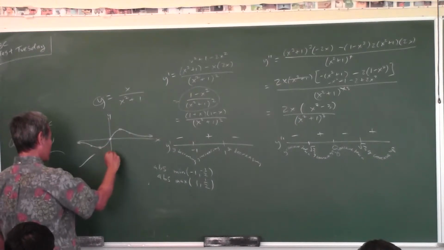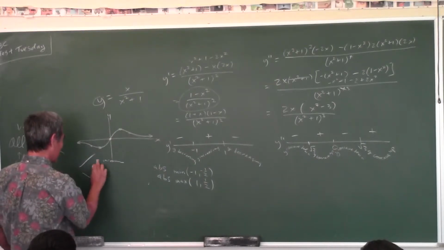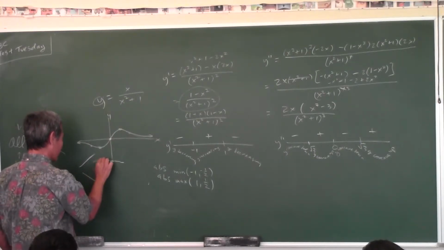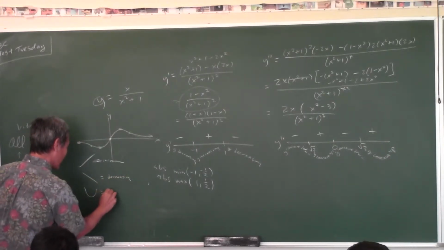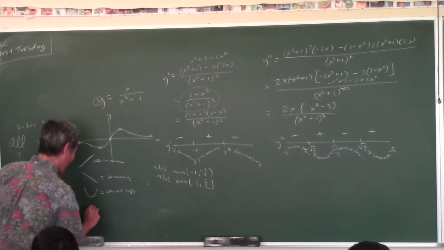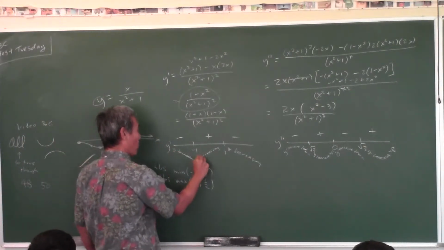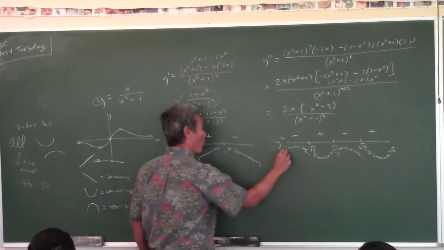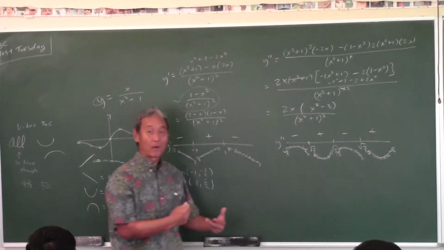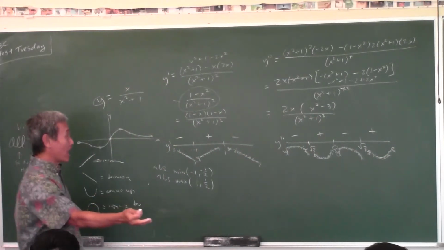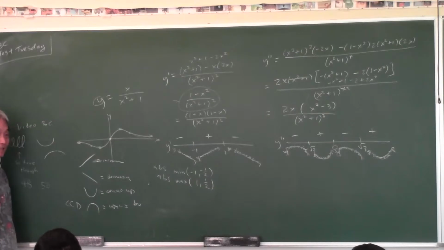You should go, this means increasing. This means decreasing. This means concave up. And that means concave down. And then you can just go y root, y root, y root, y root, y root, y root, y root. Then you don't have to write out the words. Can we just put CCD? Yeah, then you just go, CCD means concave down.